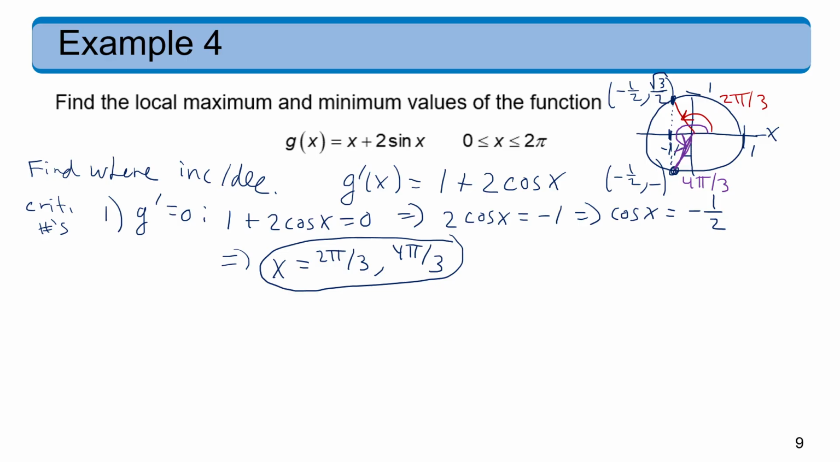Then the second thing we look at are values that make g prime undefined. Let's look at our formula for g prime. Cosine x is defined for all x, so that means g prime here is defined for all x, so we don't get anything for that condition. So we just have the two critical numbers.